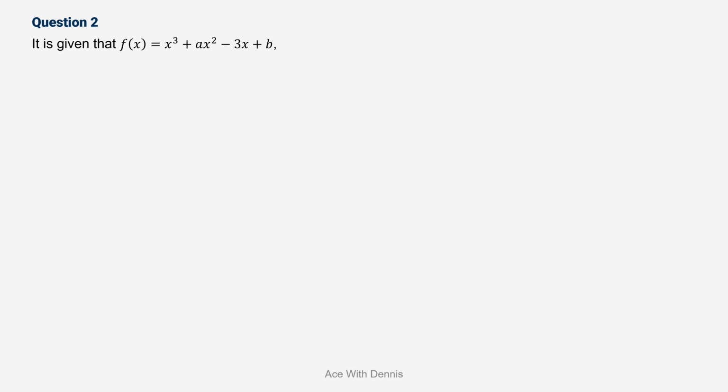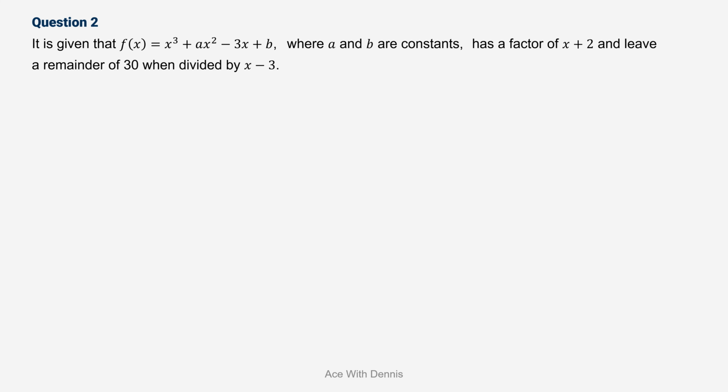Question 2. It is given that f(x) equals x cubed plus ax squared minus 3x plus b, where a and b are constants, has a factor of x plus 2, and leaves a remainder of 30 when divided by x minus 3. A. Find the values of a and b. 4 marks. So for this question, we have to find two unknowns, a and b.